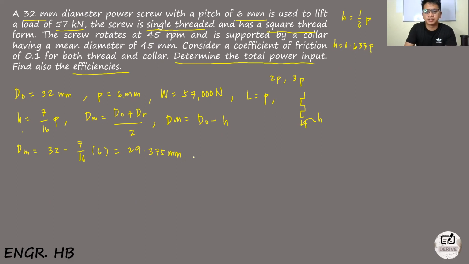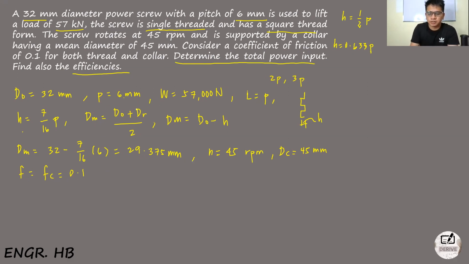The screw rotates at 45 RPM. It's supported by a collar having a mean diameter of 45 mm. So DC. So kinakalat ko na yung mga given. So maging alert lang kung nasan sila para mas mabilis kayo mag-solve. And consider a coefficient of friction of 0.1 for both thread and collar. So F is equal to FC is equal to 0.1. So it is not always the case, no? Sa case na to kasi parehong value yung coefficient of friction sa thread and collar, pero hindi lagi yan. Minsan mas mataas si thread, minsan mas mataas si collar. So dito lang siya equal.